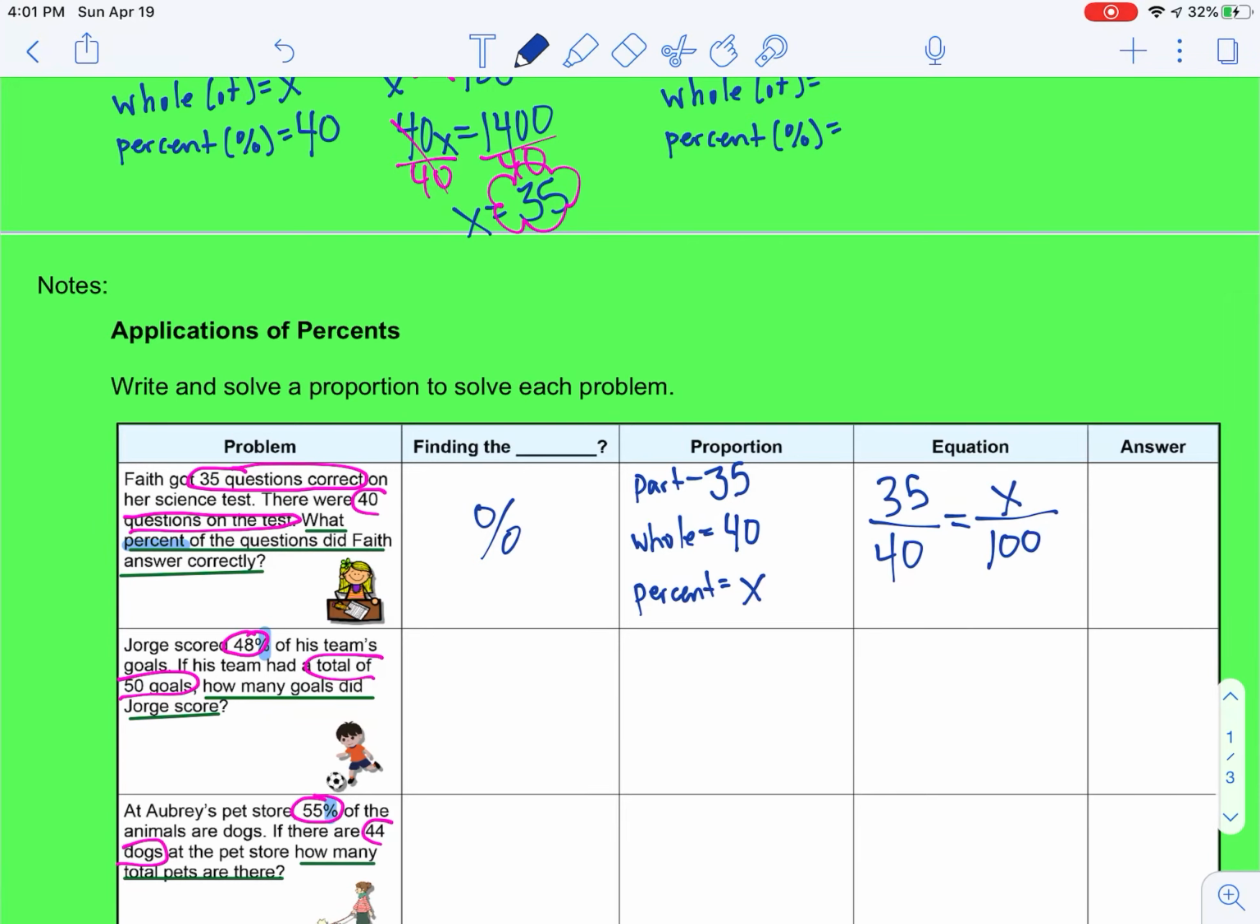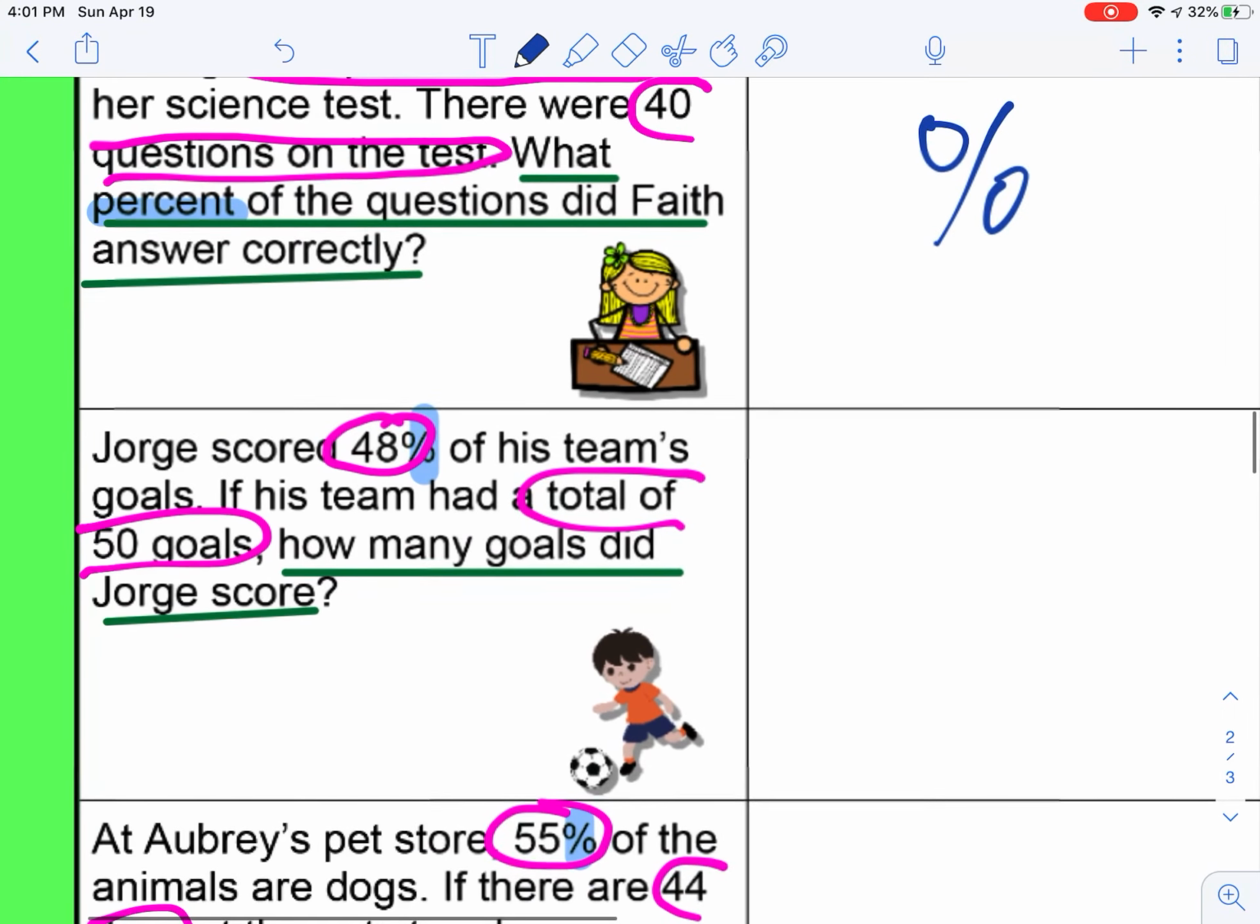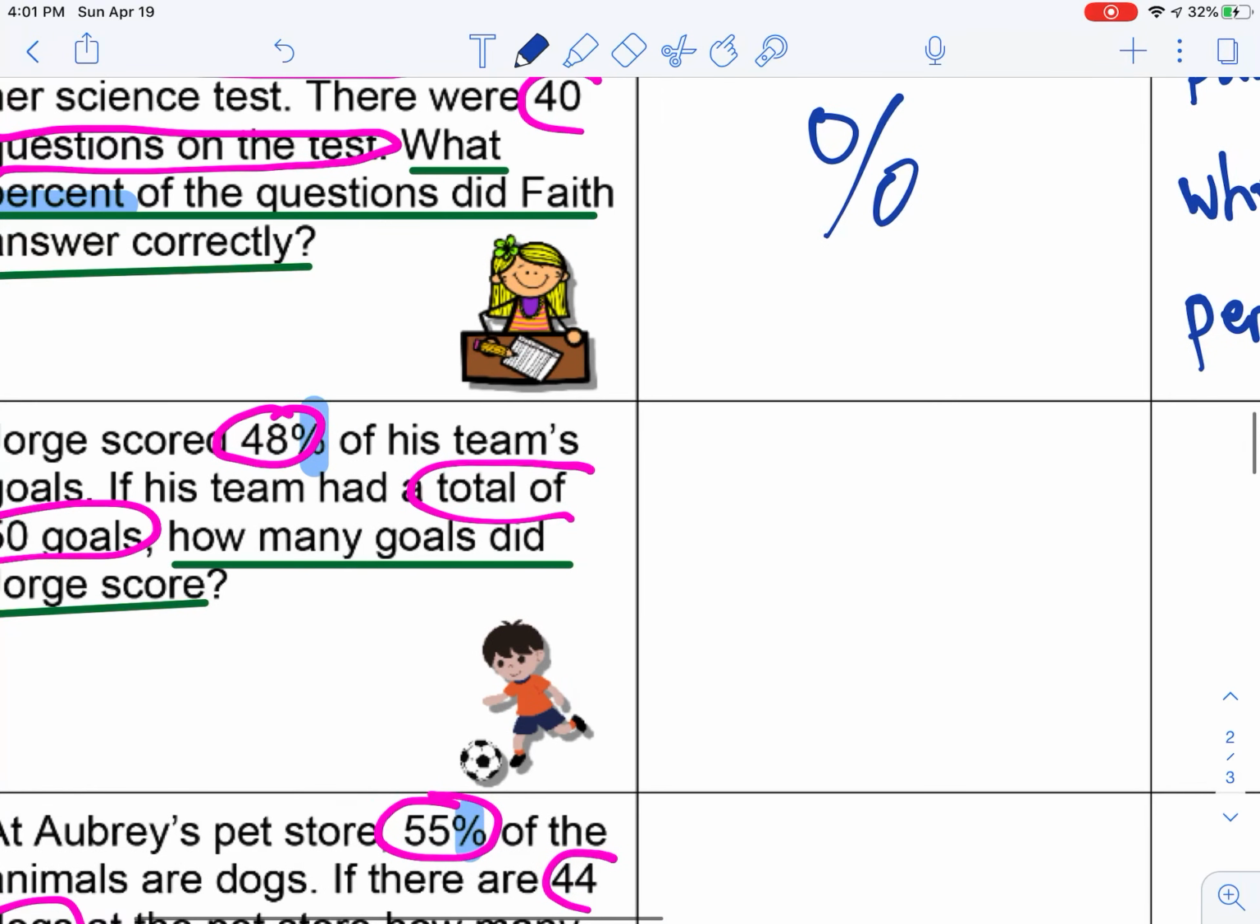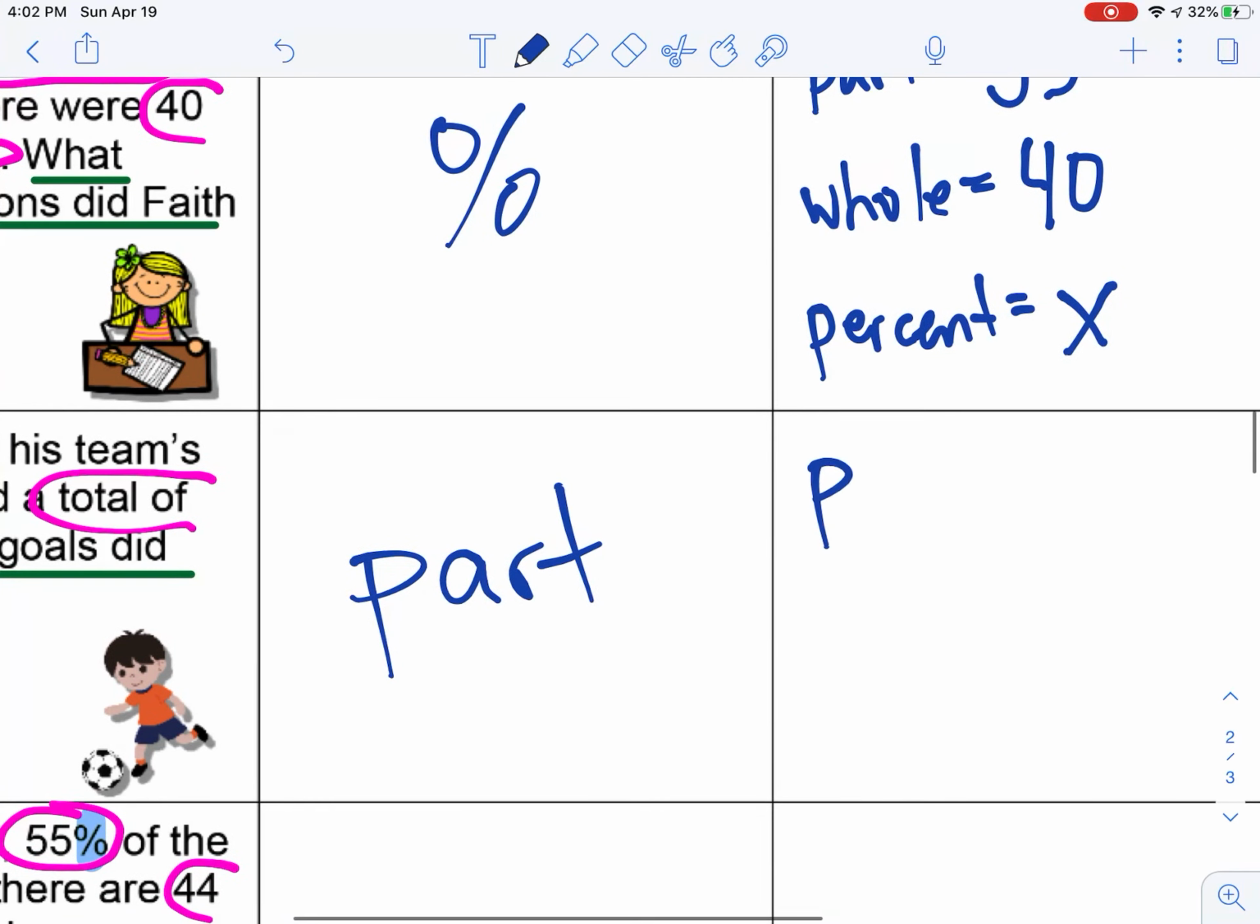I'd like to set up one more of these problems with you. My next one says Jorge scores 48% of his team's goals. If his team had a total of 50 goals, how many goals did Jorge score? So I want to know how many goals Jorge scored. So I'm looking for part. So I know that we don't have the part, so that's going to be my variable.